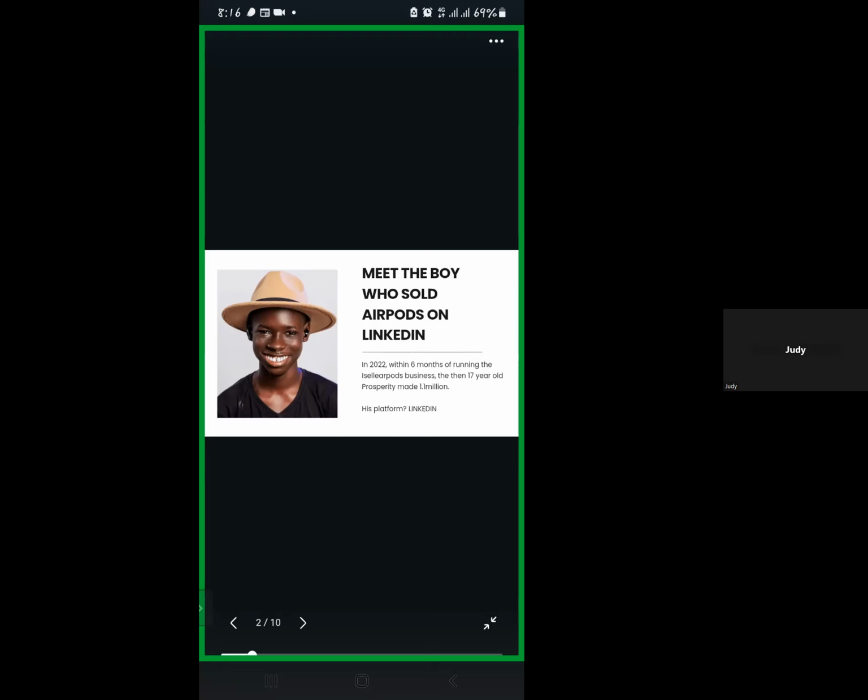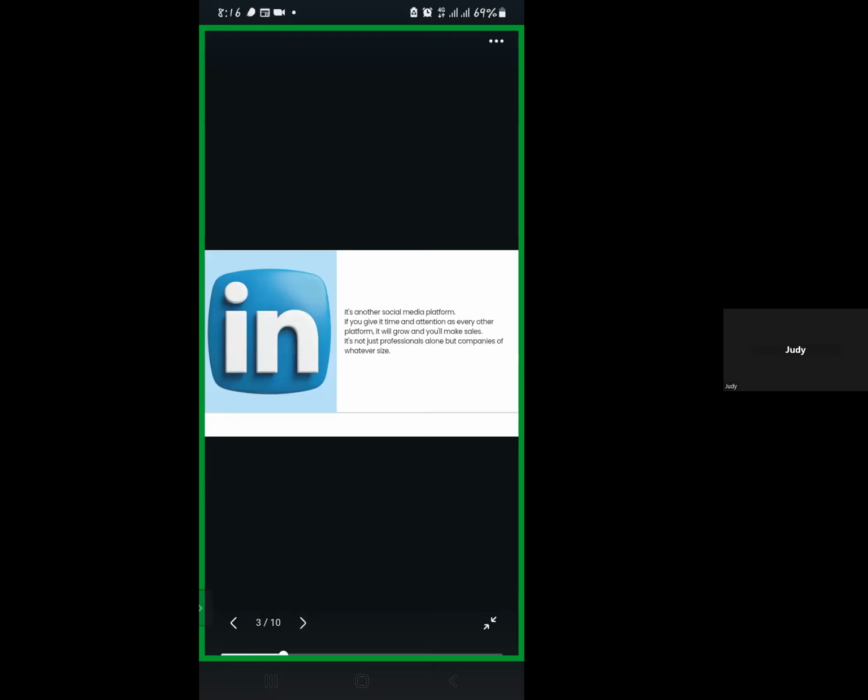So I just wanted us to understand that you could actually sell your small business, whatever it is, on LinkedIn. There just need to be some modifications, right? Like I've been saying, it's just another social media platform. If you give it the time and attention as every other social media platform, it will grow and you'll make sales. That's the thing people do not get to see. They don't want to give it the time. That's a mindset issue, where they think LinkedIn is only for professional people, tech people, and all those. It's not only for that, it's for literally any skill, service or products that anybody has. You could create a company.